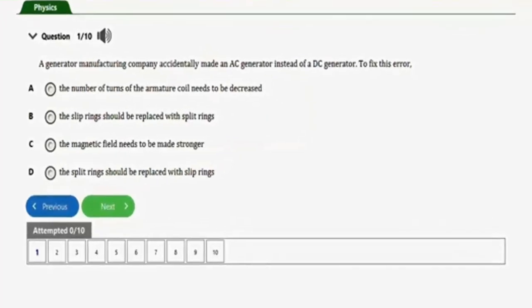In this video, we're going to learn how to solve these repeated physics questions under AC and DC generators and AC current. So we're going to practice with 10 repeated questions for this subtopic in electromagnetic induction. So let's begin with question 1.